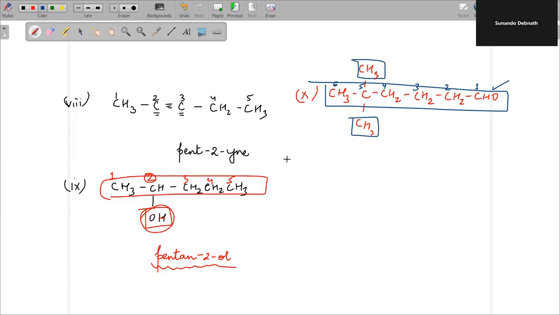Even if they get the bigger number, we have to always focus that functional group को सबसे छोटा नंबर मिलना चाहिए, and that we have got. Functional group को 1 मिल रहा है. This numbering is correct. You have to be very careful in the numbering. Always remember, functional group should get the lowest possible number.